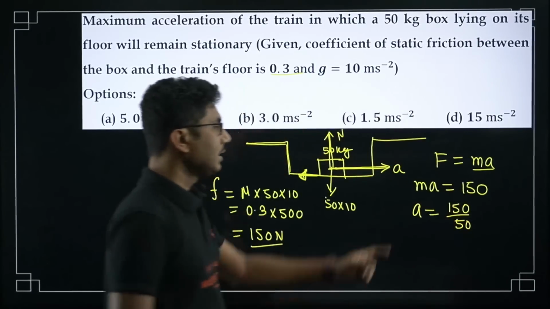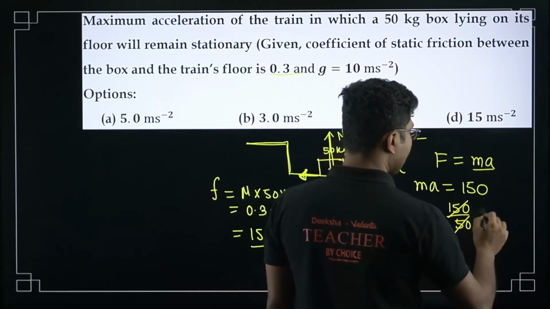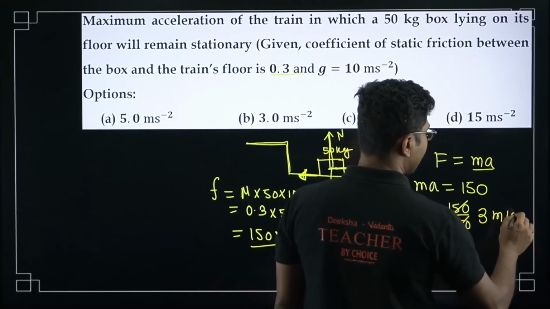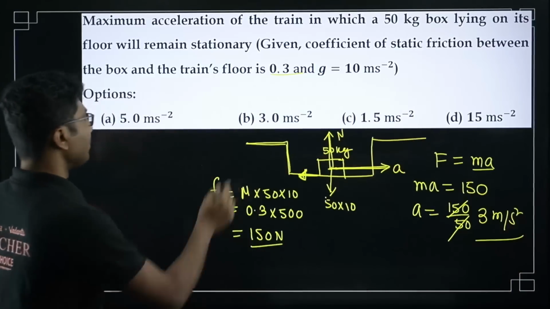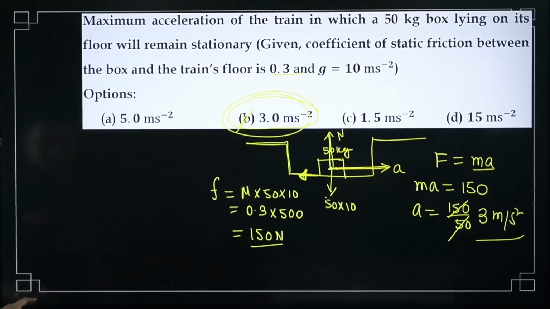That is, A should be equal to 150 divided by 50, because the mass of the block is 50 kg. So you will get 3 meter per second square. The maximum acceleration will be 3 meter per second square. That is, option B is correct for this question.